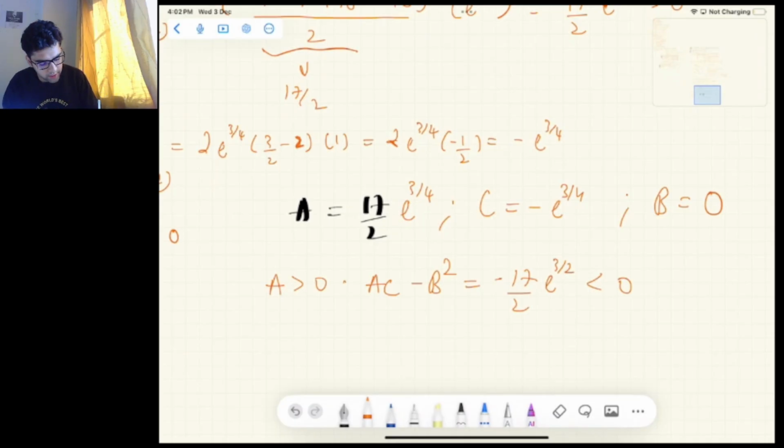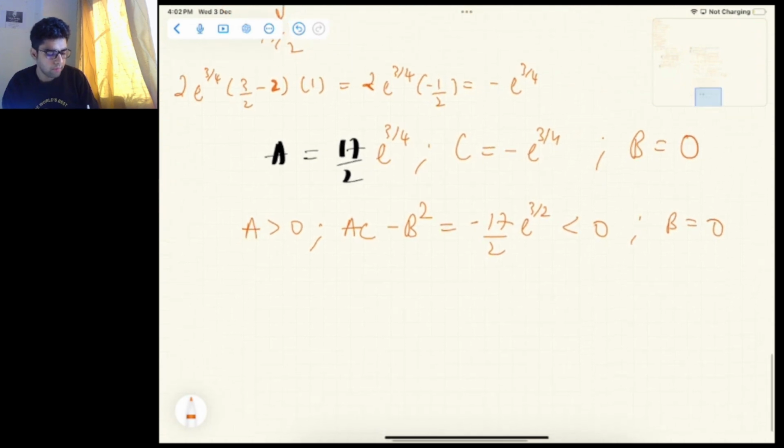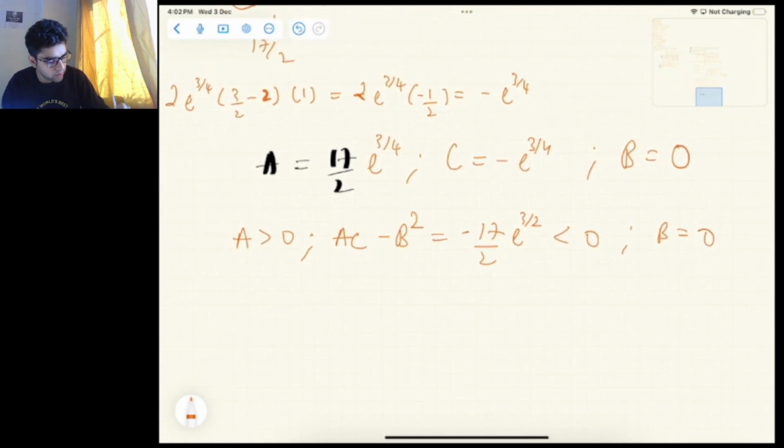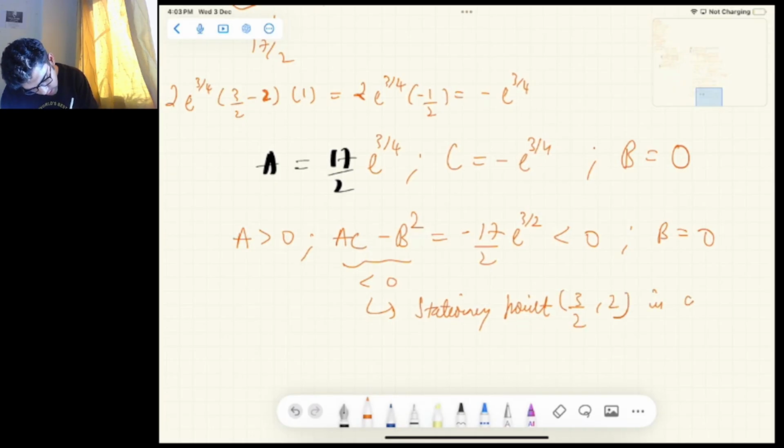And we also learned yesterday that whenever my AC minus B square, which is the determinant of the Hessian matrix, is negative, we imply that stationary point 3 by 2 comma 2 is a saddle point. Right?